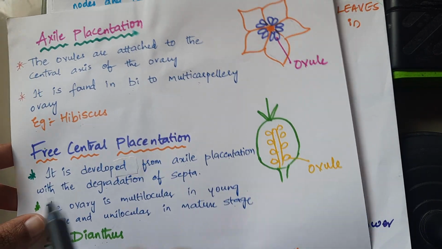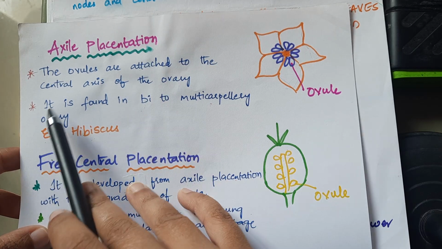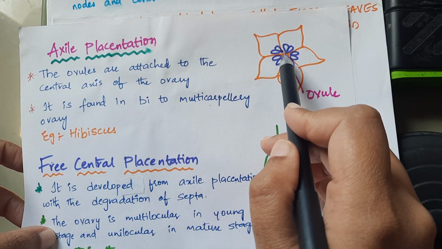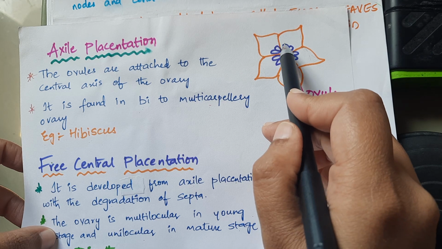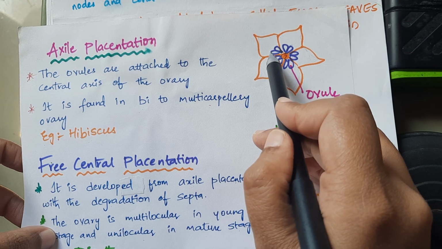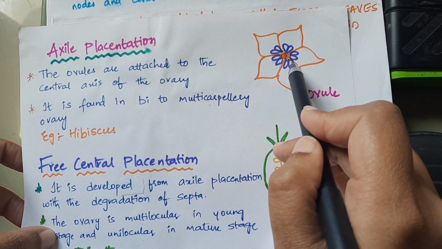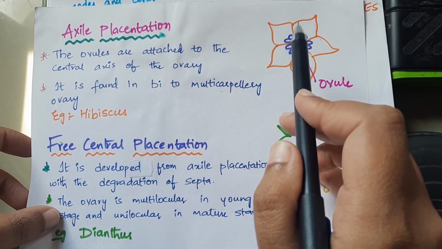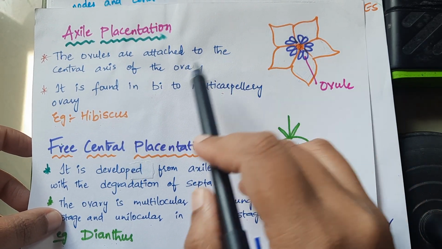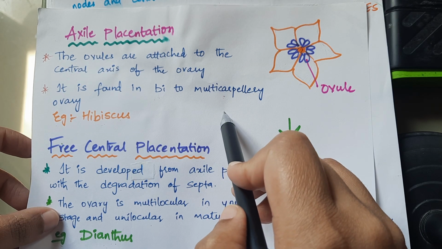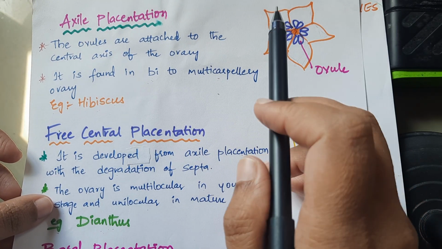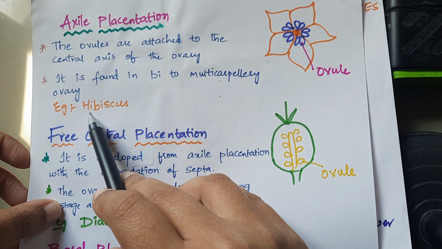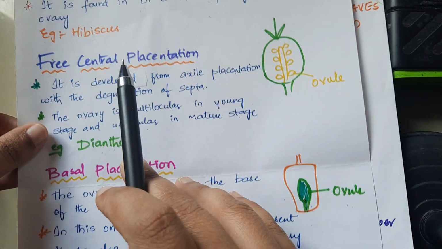The next one is the axile placentation. See here, the ovules are attached to the central axis. This is the central axis. So here, ovules are attached to the central axis of the ovary. Generally, this type of placentation is seen in bi- to multicarpellary ovary. It is not seen in the unilocular, unicarpellary ovary. Example for this is the hibiscus.